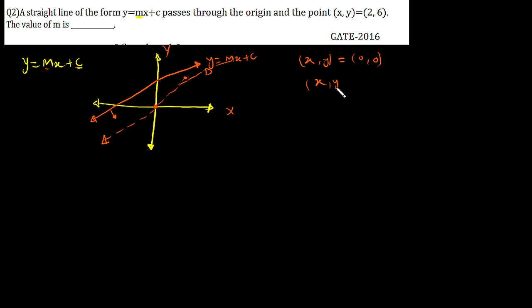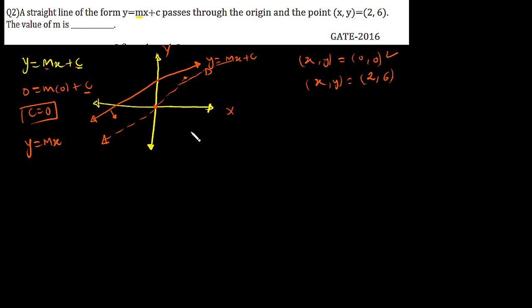Here the second point is nothing but (2, 6). So let's use the first point. Let's put both x and y as 0. So the left hand side will be 0, m multiplied by 0 again will be 0, plus c. So I can say the value of c here is nothing but 0. So we have found the value of c. Now our equation will become y equal to simply mx, because c has the value 0 here.